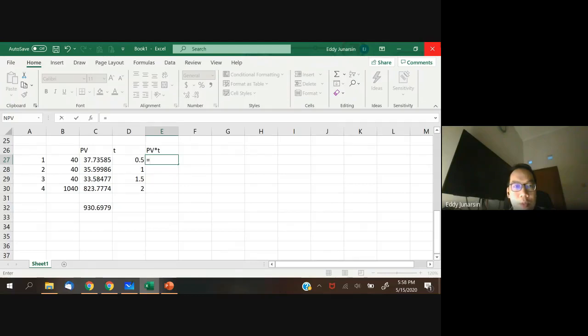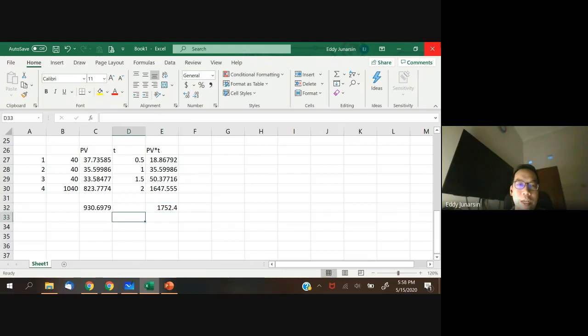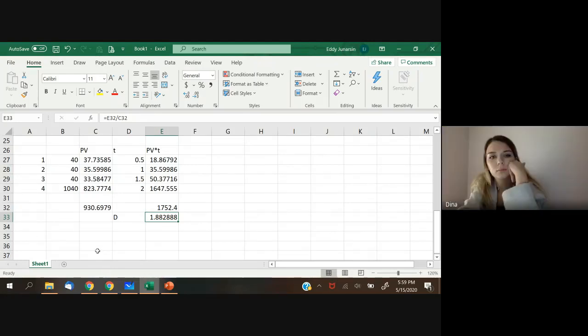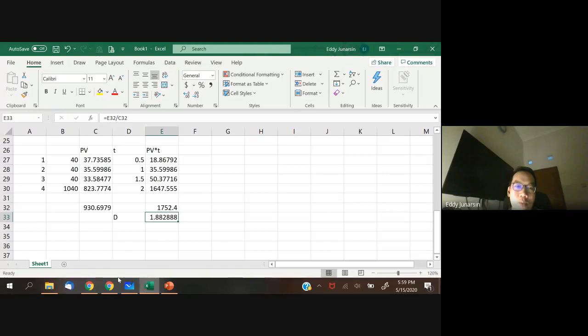So the present value multiplied by the time, and then copy paste. Then we sum them together. So we get the numerator, right? So duration is the numerator divided by the denominator. So 1.88. What is the maturity again? 2 years. 2 years, but the duration is only 1.88.